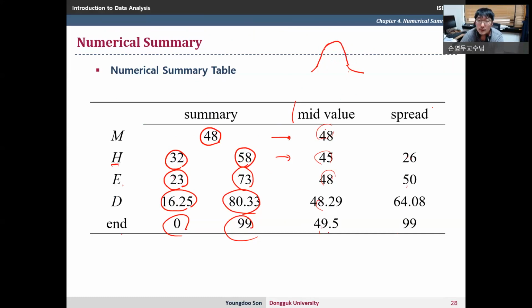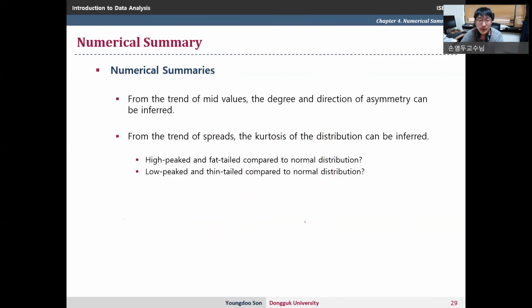Like this. So with this part, it is left-skewed. However, containing this part, it is slightly right-skewed, because from the median, the mid-value trend moves to the left and right again. Okay. And from the trend of the spread, the kurtosis of the data distribution can be inferred.